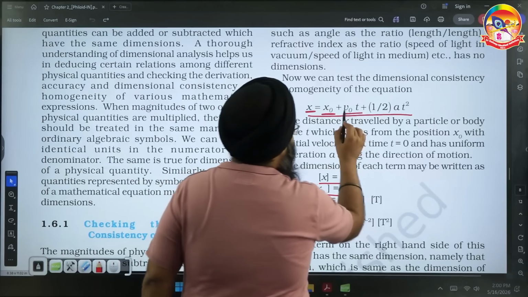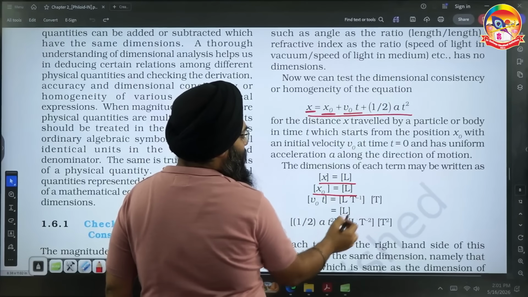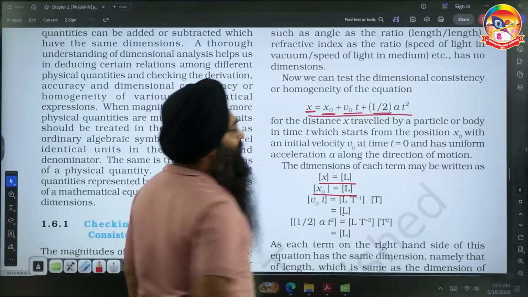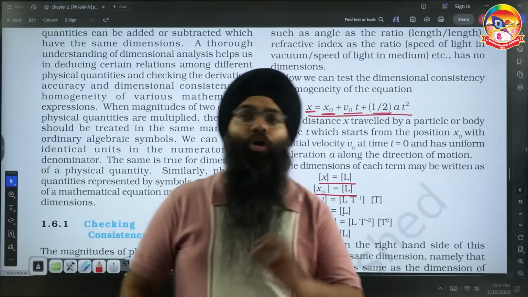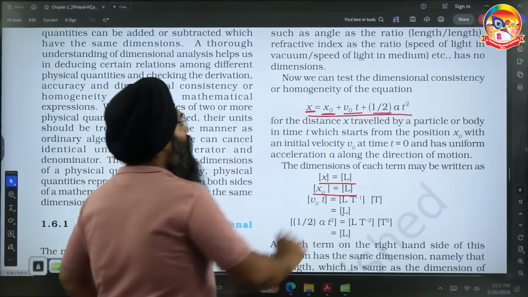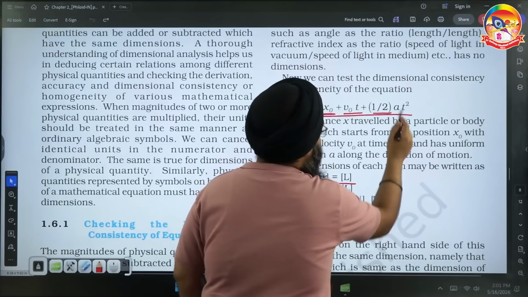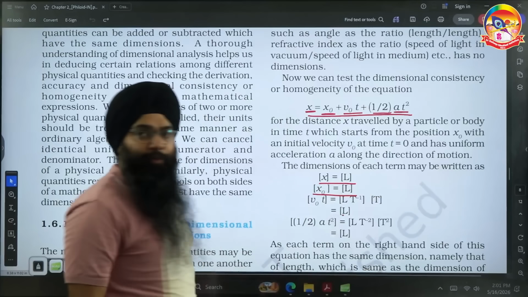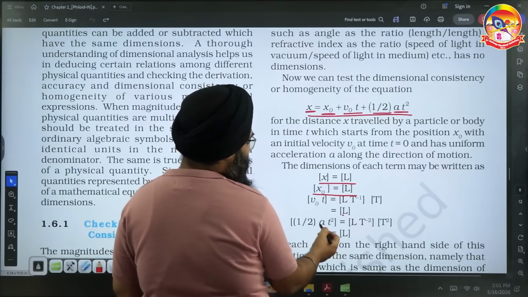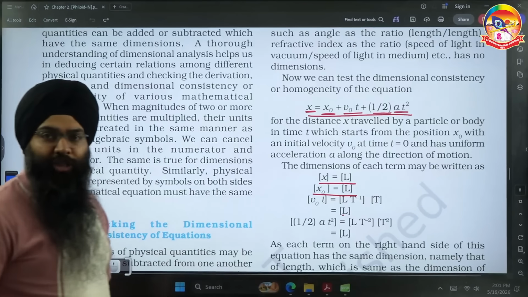Now v naught t, v naught represents velocity and t represents time. So LT minus 1 into t will give you L. So this is also correct. Half at square, is half any significance? No. The numbers do not have any dimension, so please ignore the value of numbers. There is no reason to take numbers into account. So numbers do not have any dimensions, only this particular point will have dimensions. So at square, a we already know is LT minus 2, it is acceleration, t square will be t2, so the dimension will be L.